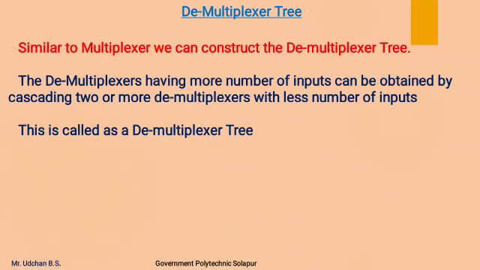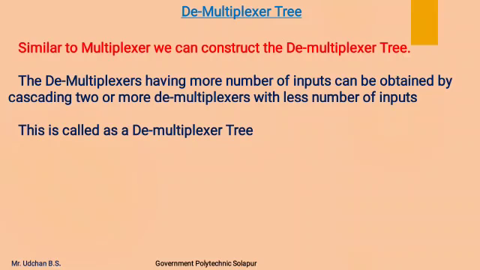Similar to the multiplexer, we can construct the demultiplexer tree. Demultiplexers having more number of outputs can be obtained by cascading two or more demultiplexers with less number of outputs. This is called a demultiplexer tree.